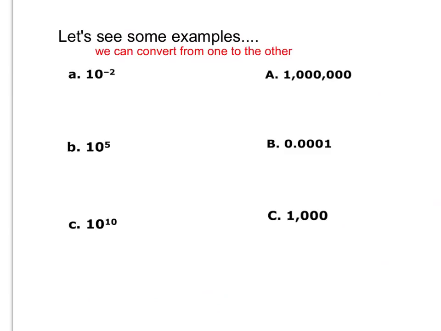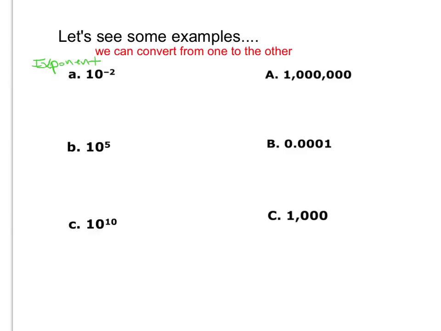And so now we're going to look at some examples. We can actually convert from exponents to what we call decimal notation. The first column here has everything to do with our exponents. So what we want to do is convert from an exponent to an actual number. So what is this number?